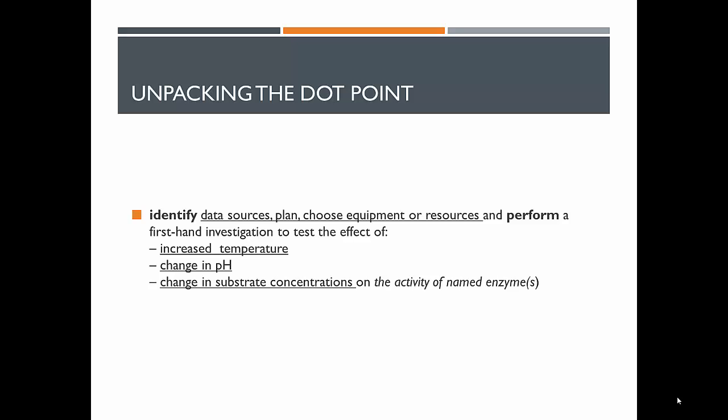Alright, unpacking the dot point. Let's check it out. So, our verbs here, we need to identify. So that's basically just highlight what we need in order to perform. Alright, so you actually have got to do something here. A first-hand investigation, which is the experiment, to test the effect of temperature, change in pH, and change in substrate concentrations on a named. This word named is kind of important.